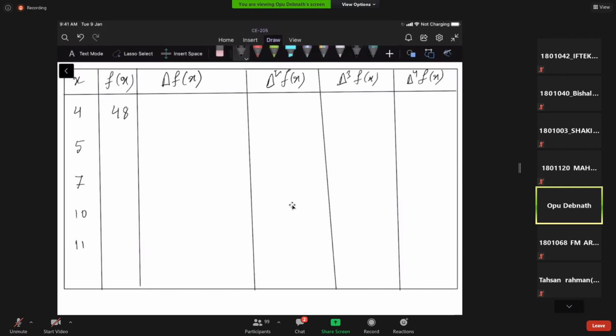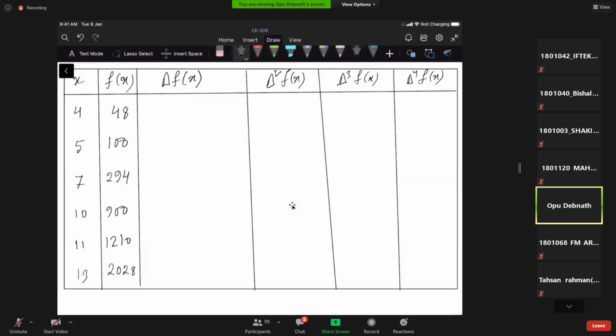10, 11 and 13. Corresponding values of the function: 100, then 294, 900, 1210, and another one is 2028. So this is a data set, and here the x values have no equal interval. That means 4, 5, 7, 10, 11 and 13.